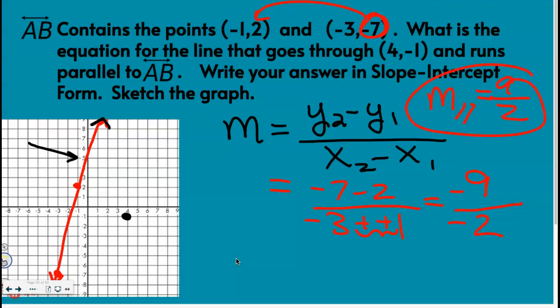I could actually go graph it right now. I could go up 9 and over 2, and here's my line. But it didn't say to graph it. It said write an equation for it. So then you go back and you say, do I know the y-intercept or just some random point, Maddie? Is that the y-intercept or just some random point? Random point.